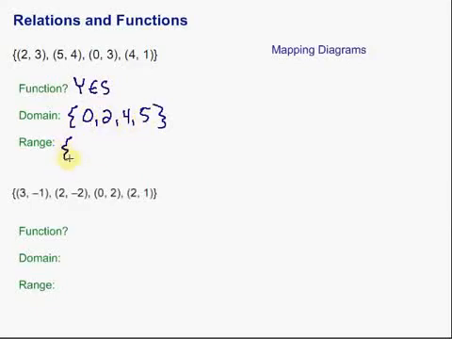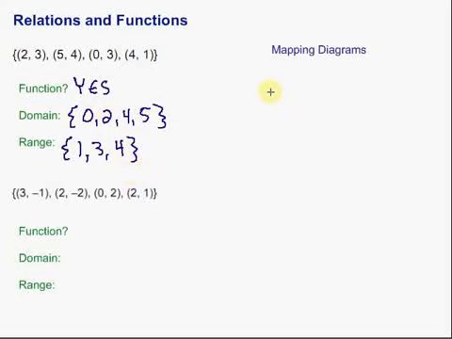Now the range is the set of y values. So the y's, we have 3, 4, 3, and 1. I'm going to put them in order. And if they show up more than once, I only have to write them once. So we don't have to write the 3 twice, even though it is in our ordered pairs twice.